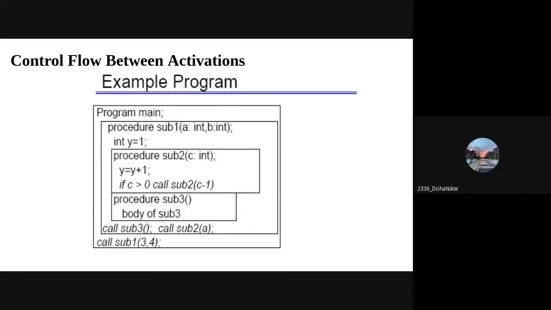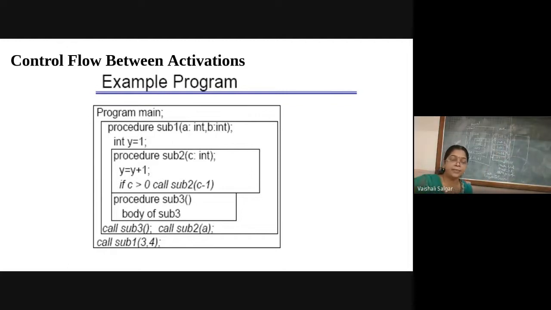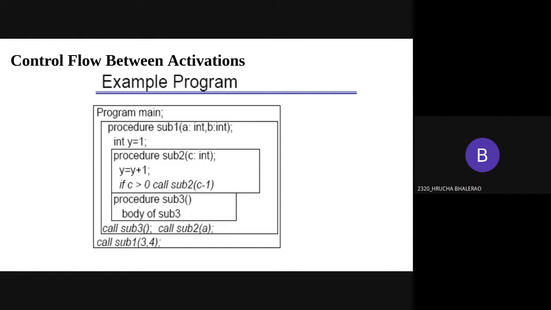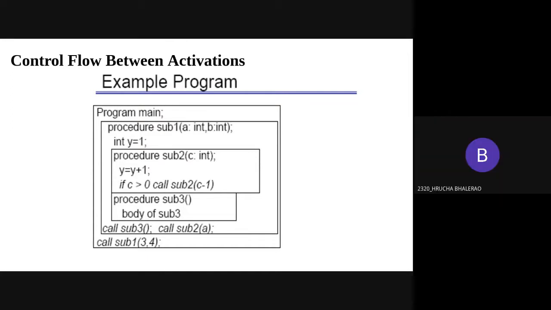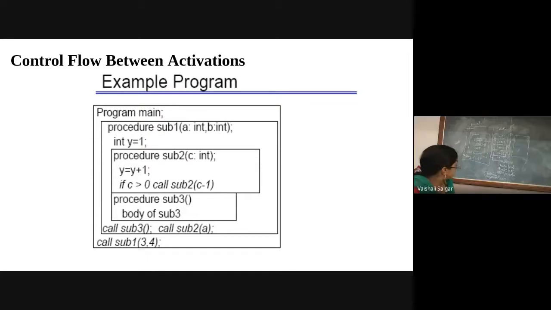Okay, now should I proceed? Ma'am, how is sub2 called by sub3? It should be in sub1. Sub2 is called by sub3. So that's why sub2's control link will be pointing to sub3 only.